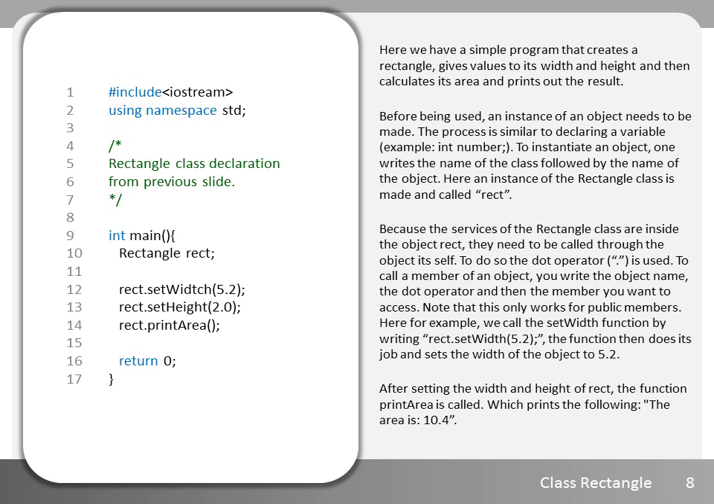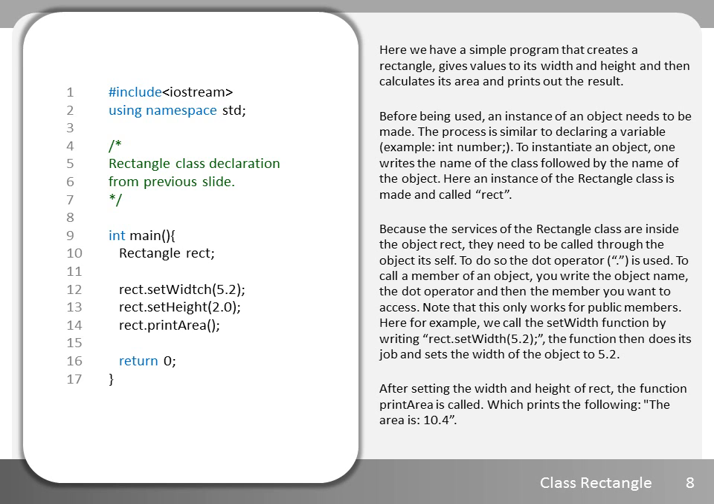Before being used, an instance of an object needs to be made. The process is similar to declaring a variable, for example, int number. To instantiate an object, one writes the name of the class followed by the name of the object. Here, an instance of the rectangle class is made and called rect.